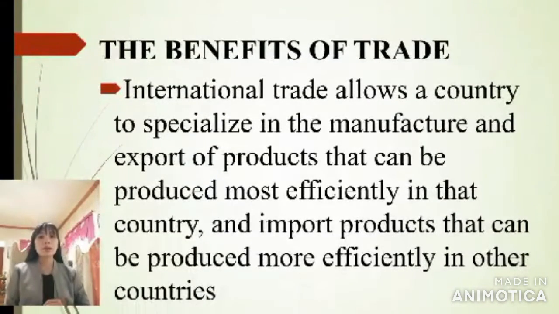The benefits of trade. International trade allows a country to specialize in the manufacture and export of products that can be produced most efficiently in that country, and import products that can be produced more efficiently in other countries. It is beneficial for a country to engage in international trade even for products it is able to produce for itself.